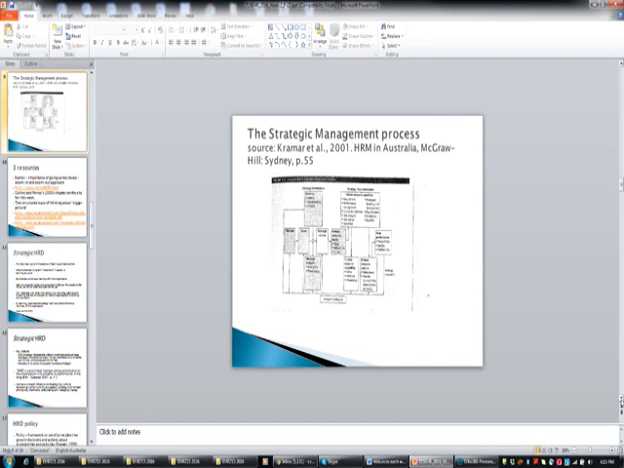Now this is quite good in that whilst the previous slide was very much linear from the top to the bottom, this shows much more of a cycle, and I think in reality these areas are interlinked. So if you evaluate a certain program, that links back to how well you're implementing your vision and your higher order goals, for example. So that idea of interlinking is important.